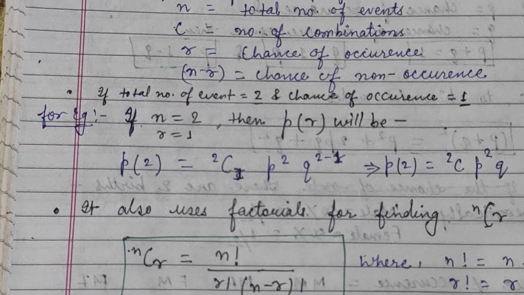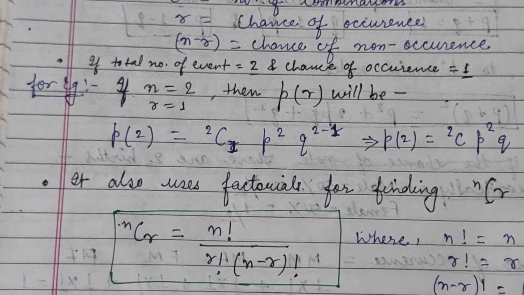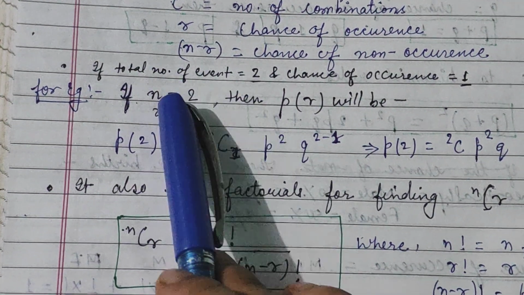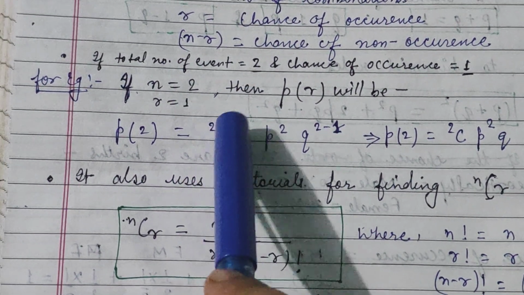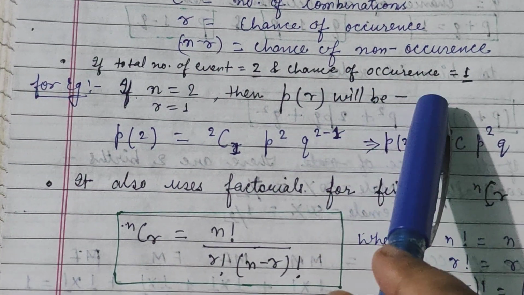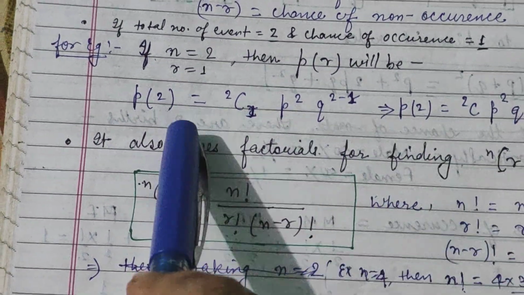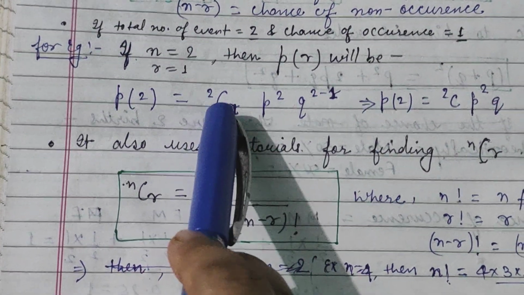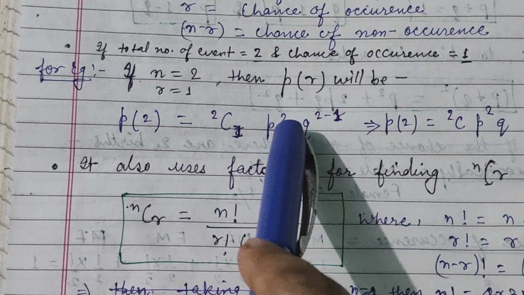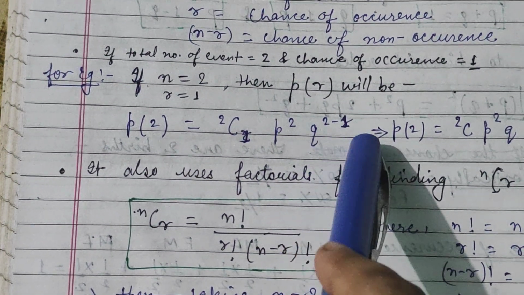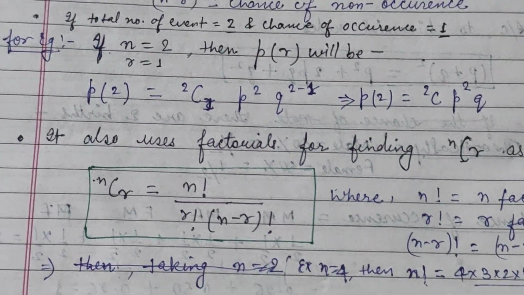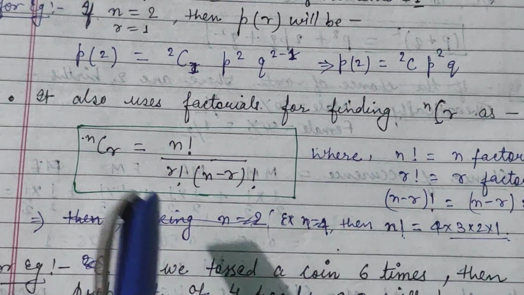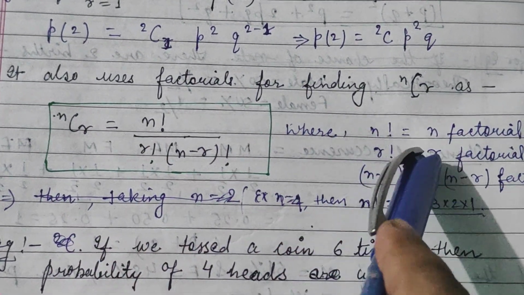The total number of events and the chance of occurrence will be given in the question. For example, if n is equal to 2, that is the total number of events is 2, and r is equal to 1, that is the chance of occurrence is 1, then P(r) will be. According to the equation, we can put in all the values, that is n equal to 2 and n minus r, that is 2 minus 1. So at the end we get this equation. It also uses factorial for finding nCr.